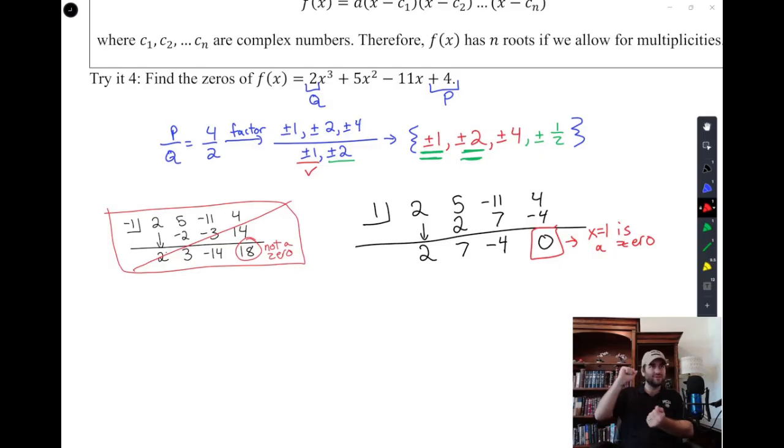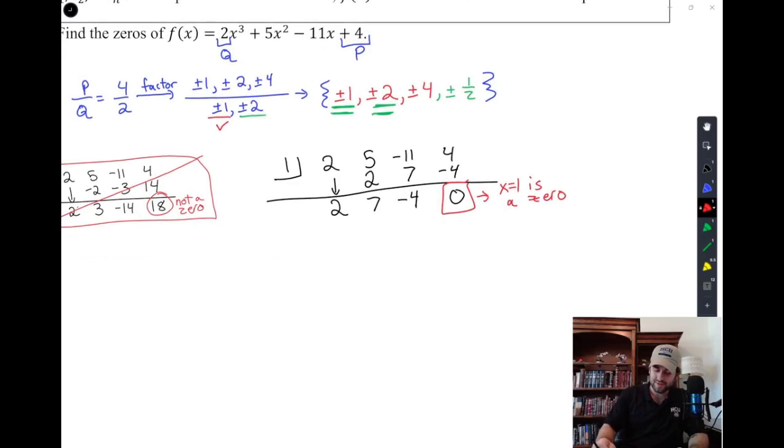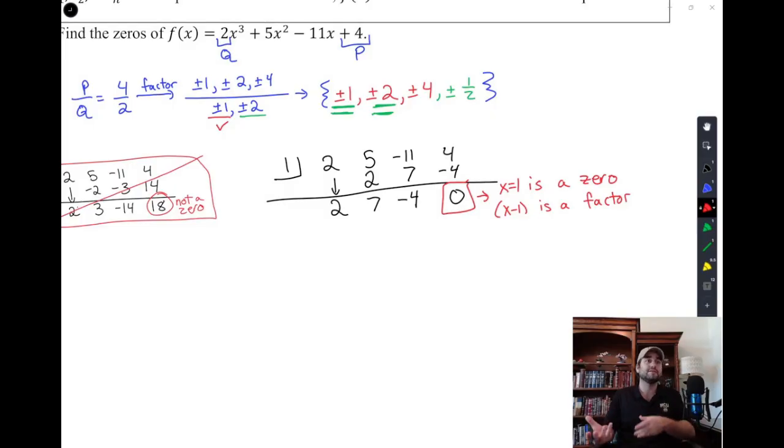I'm going to say this together a bunch because if you can just get these two things together, it's really important. So x equals 1 is a 0 is one of the facts. And the brother-sister fact of this thing is x minus 1 is a factor. Those two things are really important to work. They always work together, zeros and factors. Where do we get the zeros? From the factors. Specifically, setting the factors equal to 0.